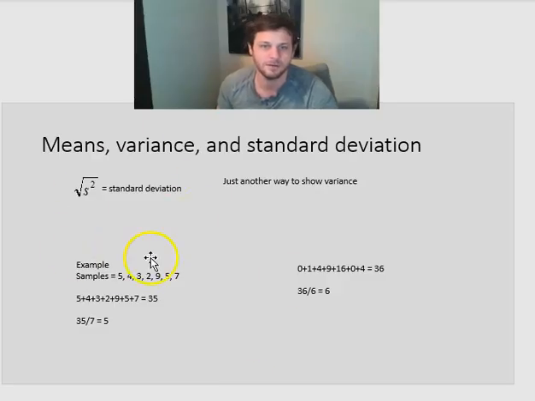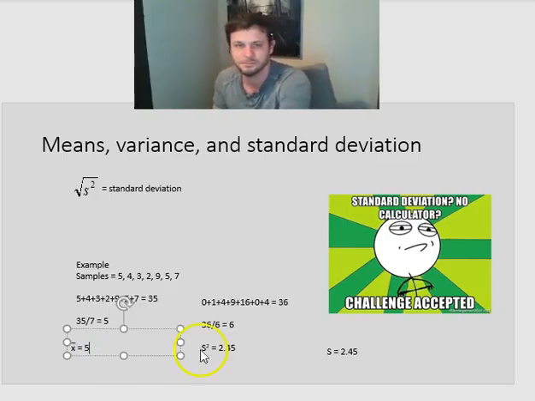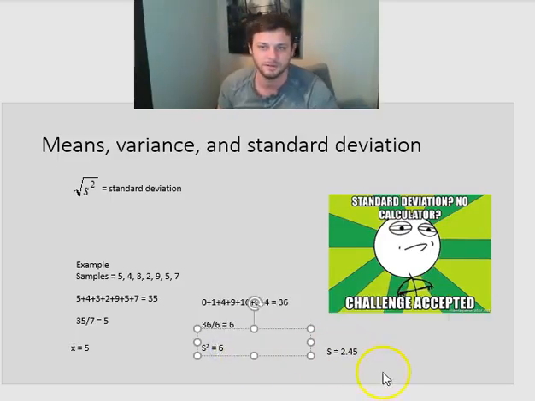And then to do the standard deviation, you're just going to take the square root of your variance to end up with just s. So it's just another way to show variance. And so here we have your x bar, which is not 2.5. That's 5. This is 6. And then the square root of 6 is 2.45.